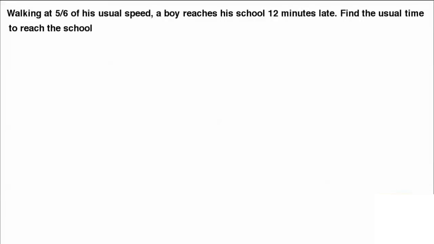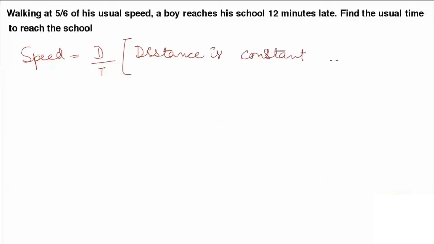So first of all, let me remind you the first formula that I explained to you, that is speed is equal to distance over time taken, and if the distance is constant, speed is inversely proportionate to time taken. So if the speed increases, the time taken decreases, and if the speed decreases, the time taken increases.